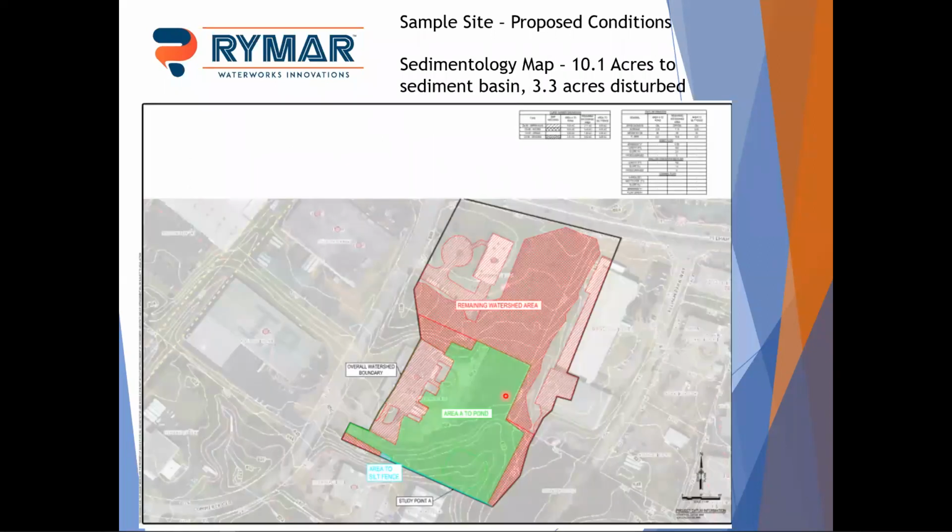On the sedimentology map, the green area is basically the disturbed area. Most of that's disturbed, although we're not disturbing the asphalt. The red area is being bypassed or going a different way. There's about 10 acres total going to the pond and only about 3.3 disturbed acres going to the pond.